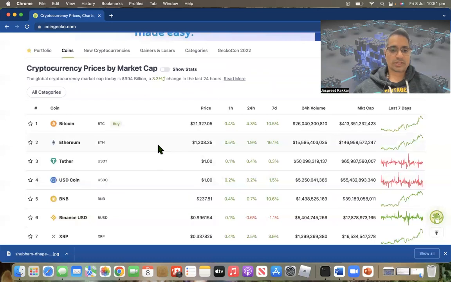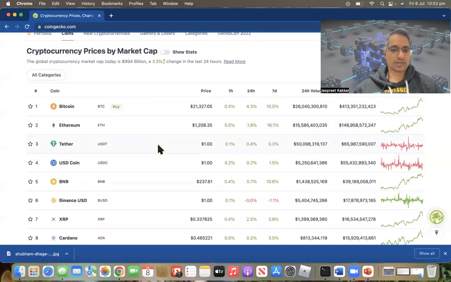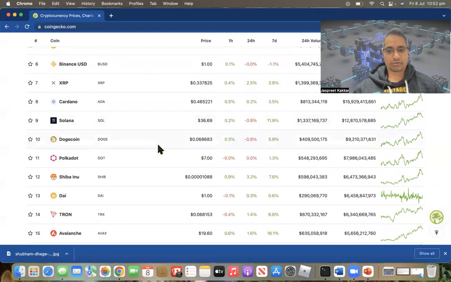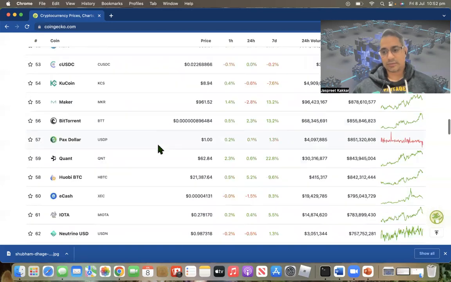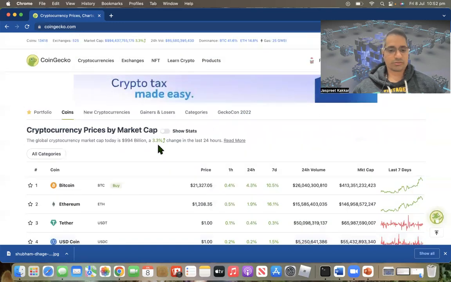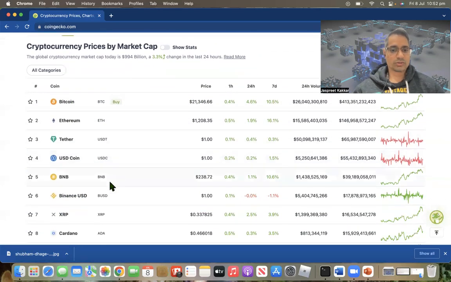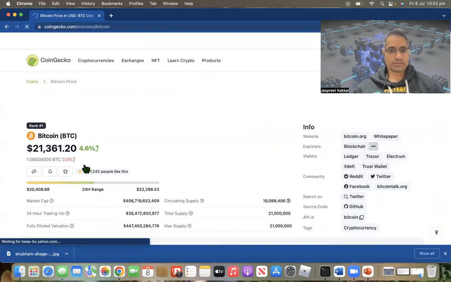Similarly, you can keep moving. We have Ethereum at number 2, and then we have Tether, USD Coin, BNB, and so on. You can keep going. There are hundreds and hundreds of coins, but I'll not go into details of those. I just want to cover this tool at a high level. Now you can click on any of these coins and go into further details. Let me go into Bitcoin's details.